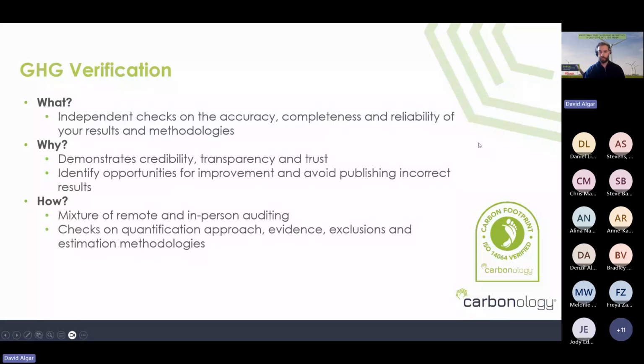How do we do it? The way we do it is a mixture of in-person and remote audits. Most of the time will be remote, just for practical reasons: we don't want to be driving around and taking flights and incurring emissions. But for most audits now, we will do a site visit just to make sure everything's okay. Most of our time will be spent in isolation, typing away on our laptops, checking your quantification approach. So checking, is the maths correct? Correct conversion factors? Does it match the evidence? Are our estimation methodologies complete and accurate? A lot of it is about the calculations and making sure the output is correct.